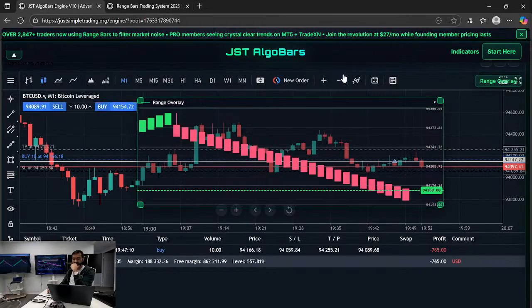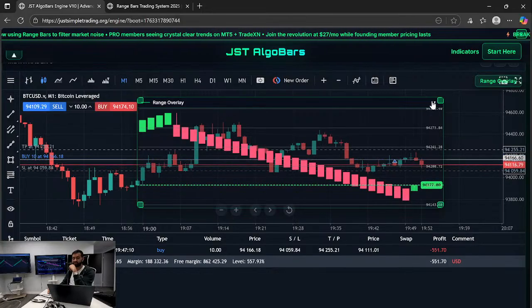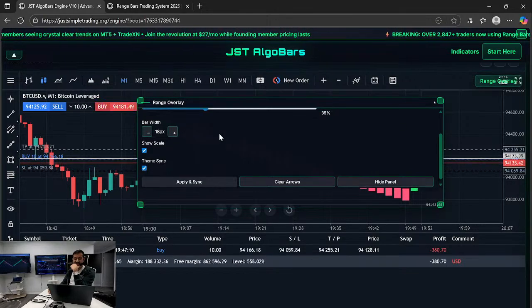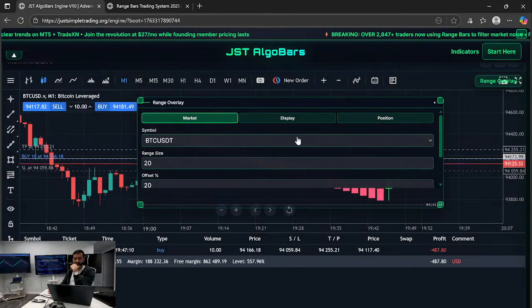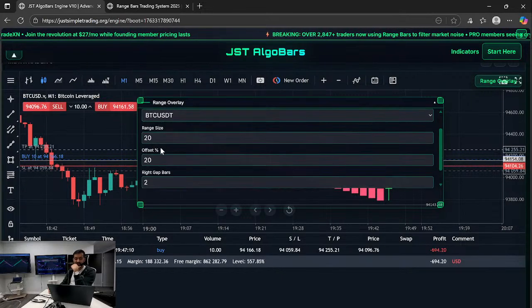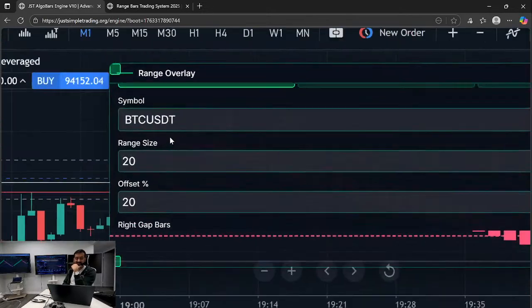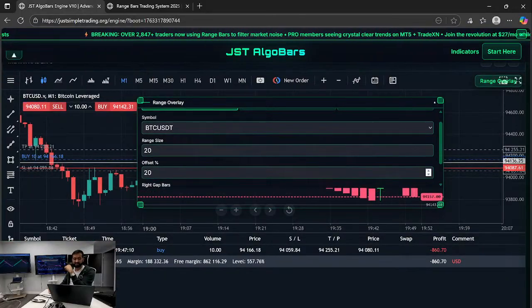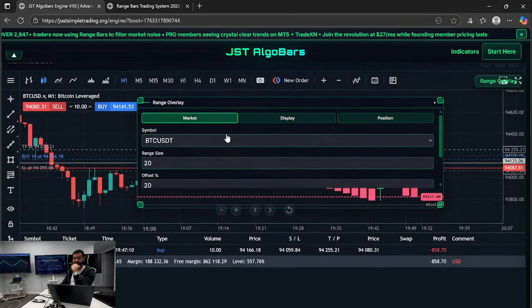UMG is saying, what are the range bar settings? Okay, so right here, I'll show you guys. On BTC, when it comes to the settings, I like to set the range size to 20, and I leave the offset level at 20 as well. So 20 and 20.